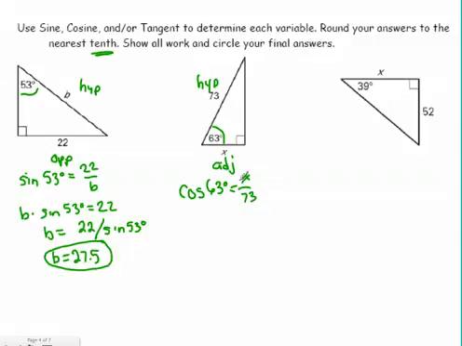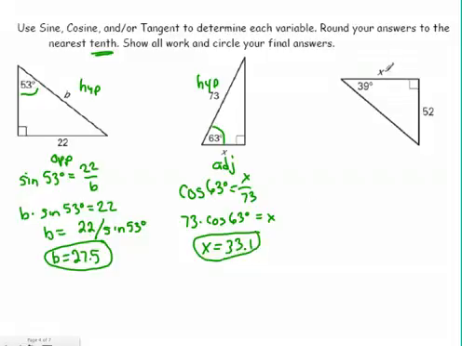In order to get rid of my fraction, I'll multiply both sides by the denominator, which in this case is 73. So I'll say 73 times the cosine of 63 equals x, and x will equal 33.1 if my calculations are correct.